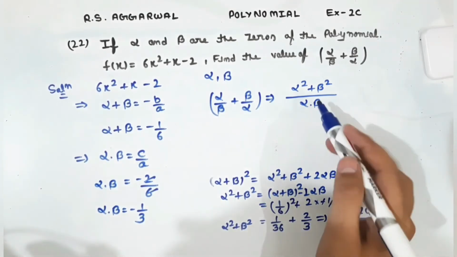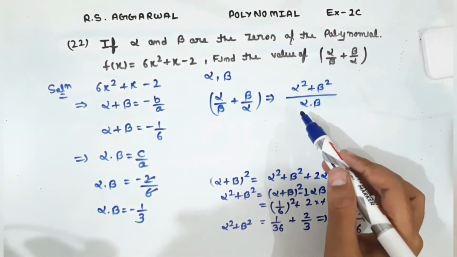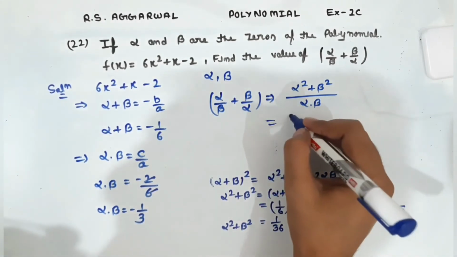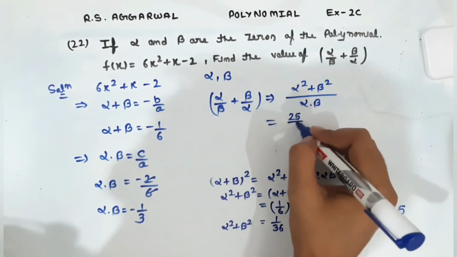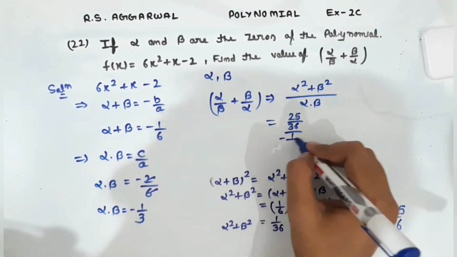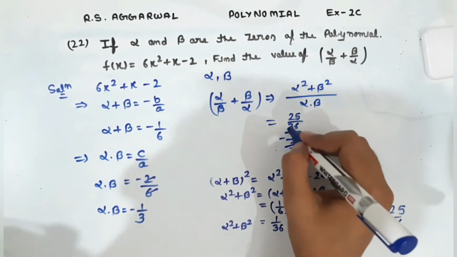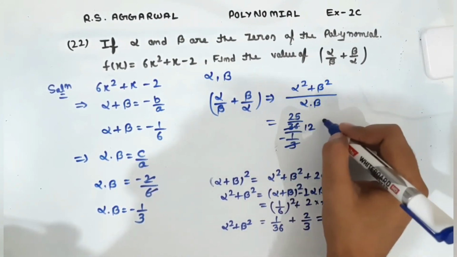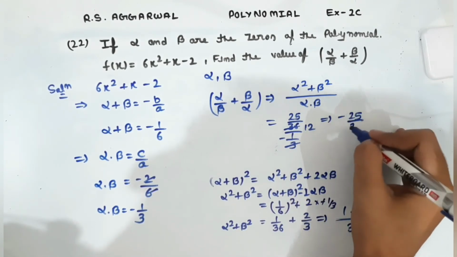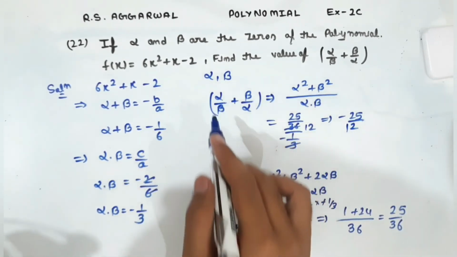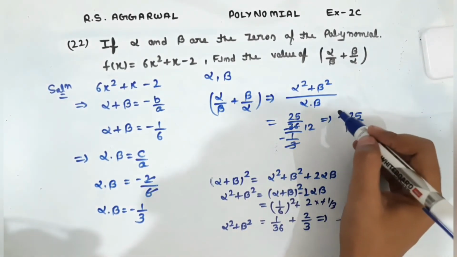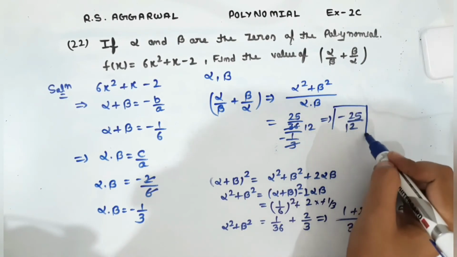Now putting the value of alpha square plus beta square and alpha into beta here. So we will get 25 upon 36 upon alpha into beta is minus 1 upon 3. So from 3 this will be cancelled out 12 times. So our answer will be minus 25 upon 12. This is the value of alpha upon beta plus beta upon alpha. This is our answer.